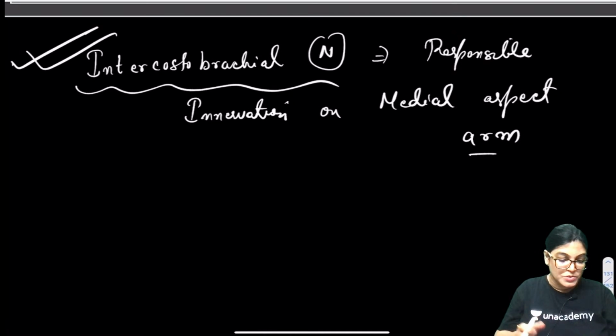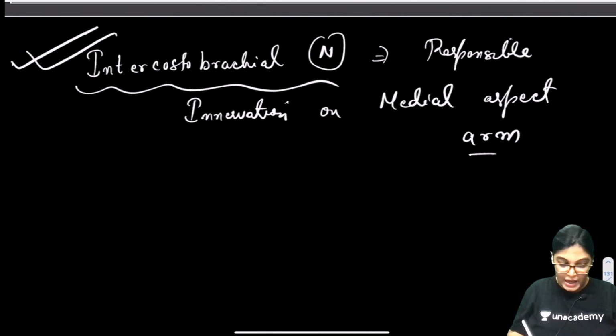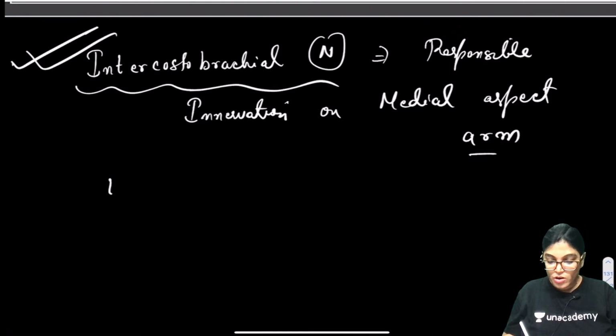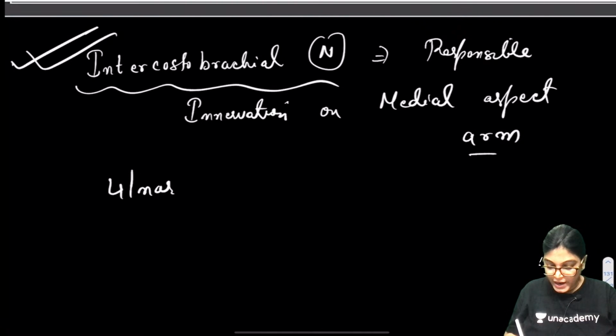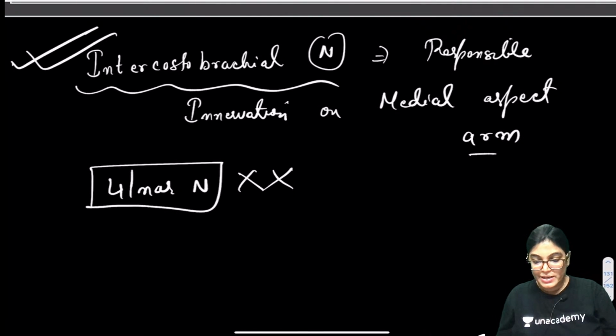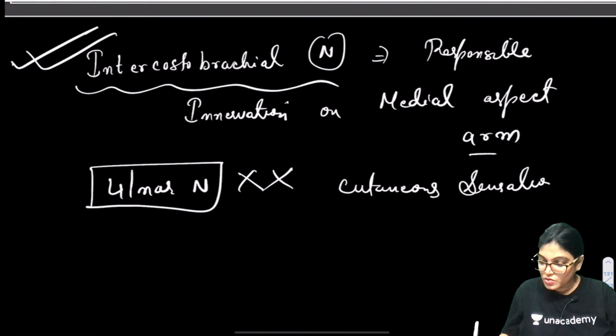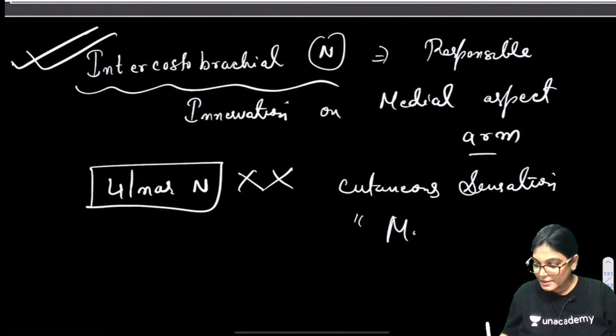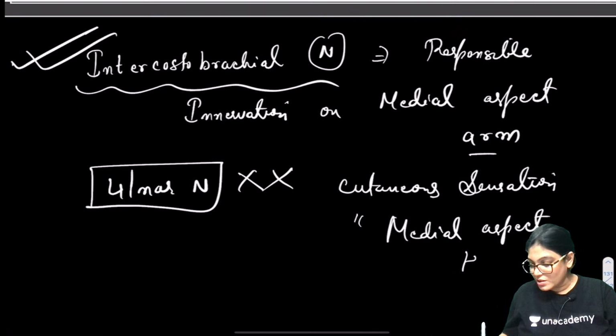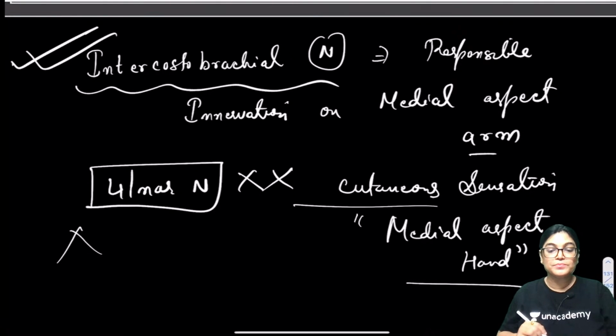What were the other options provided? One of the options was the ulnar nerve. So why is the ulnar nerve wrong? If we talk about its cutaneous sensation, it is for the medial aspect of the hand. So this is the wrong option.